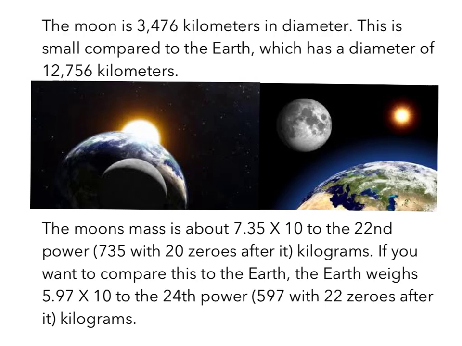This is small compared to the Earth, which has a diameter of 12,756 kilometers. The moon's mass is about 7.35 times 10 to the 22nd power, which would be 735 with 20 zeros after it. If you want to compare this to the Earth, it weighs 5.97 times 10 to the 24th power, 597 with 22 zeros after it.